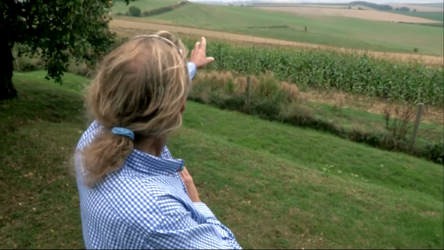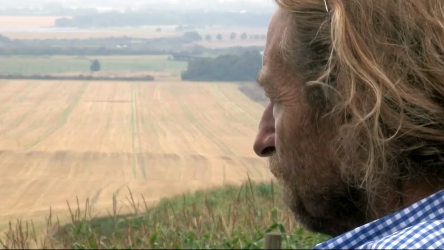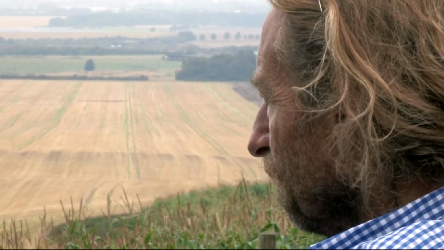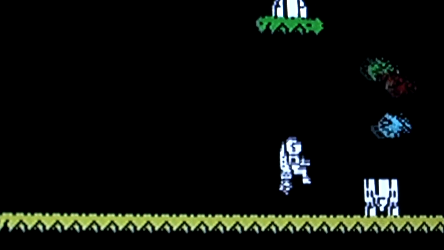Village of Barley over in the distance on the left. Don't go outside and ask people what they want. You've got to decide what you think's right for them, and usually they like what it is that you do for them.